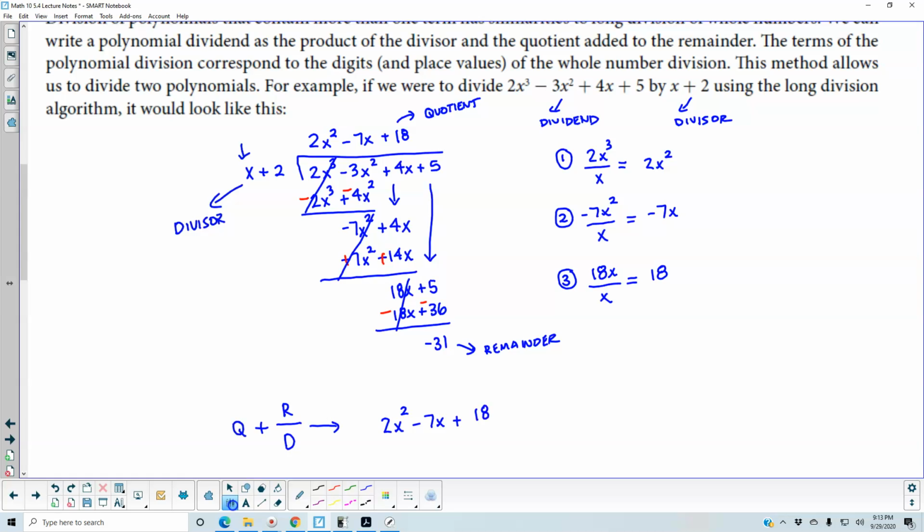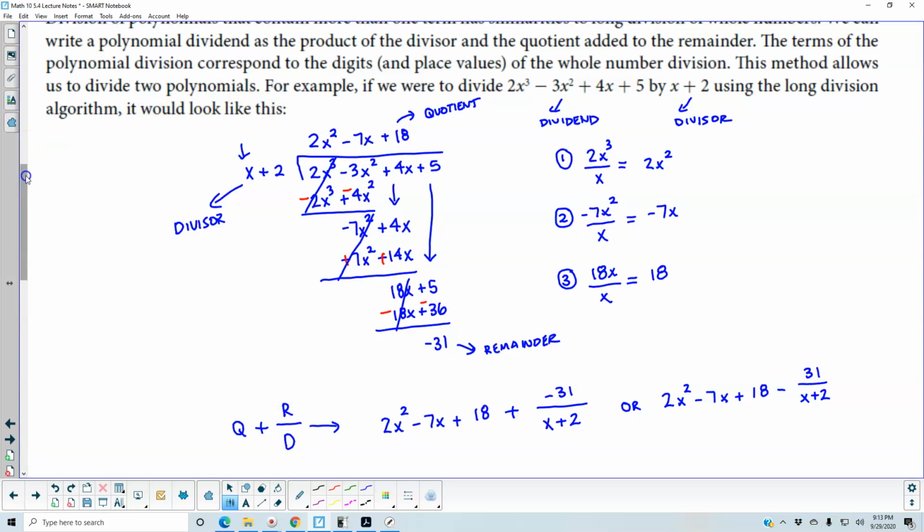Now, we can write this in different ways. We can write this as plus, and then the remainder is negative 31 over the divisor, which is x plus 2. Or we can write it in this version. We can write this as 2x squared minus 7x plus 18, and we can leave the minus there and then write 31 over x plus 2. Either or is okay. We just need to be careful of that.